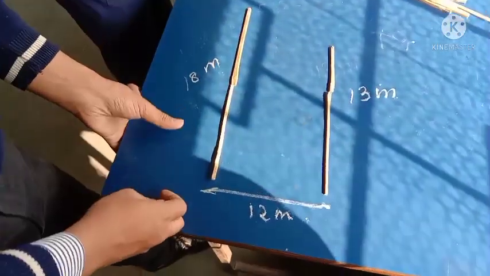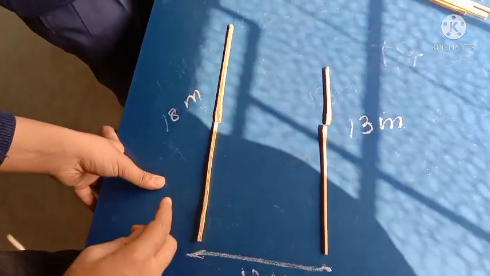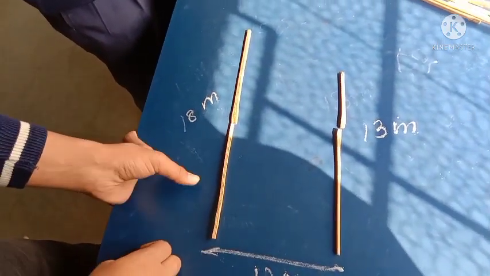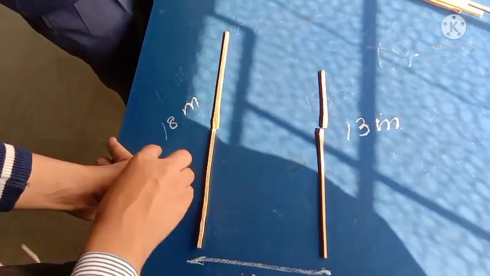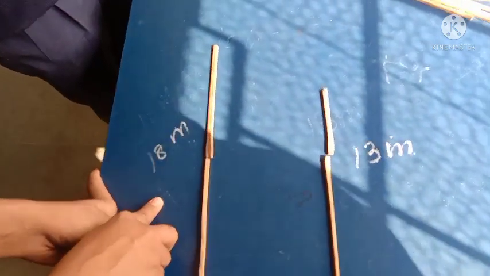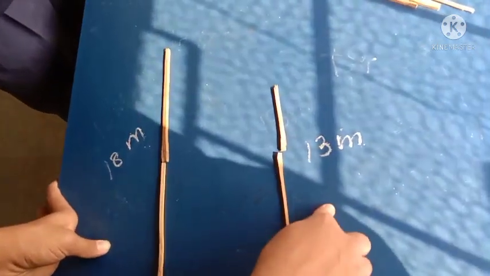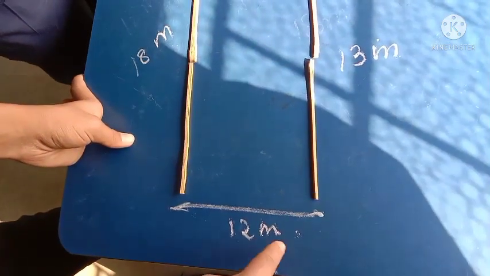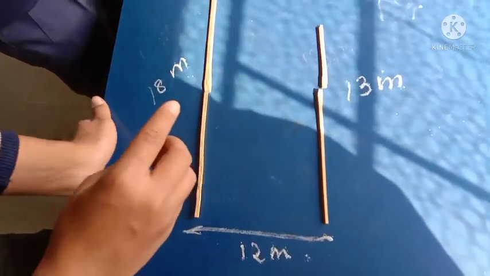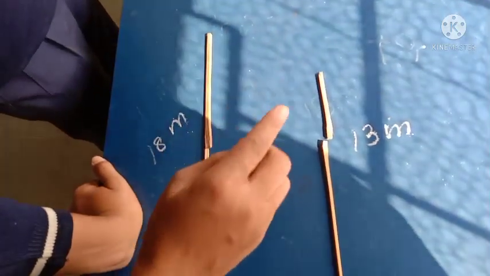So here we are going to solve a sum of Pythagoras theorem. Here we are having two electric poles. One is 18 meter long and the second one is 13 meter long. And the distance between their feet is 12 meter. So here we have to calculate the distance between their heads.